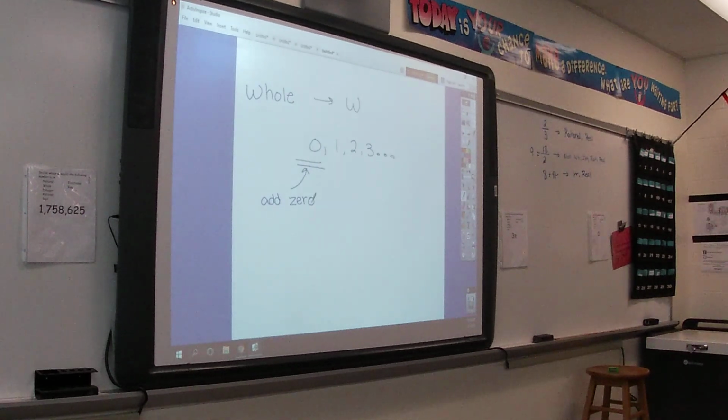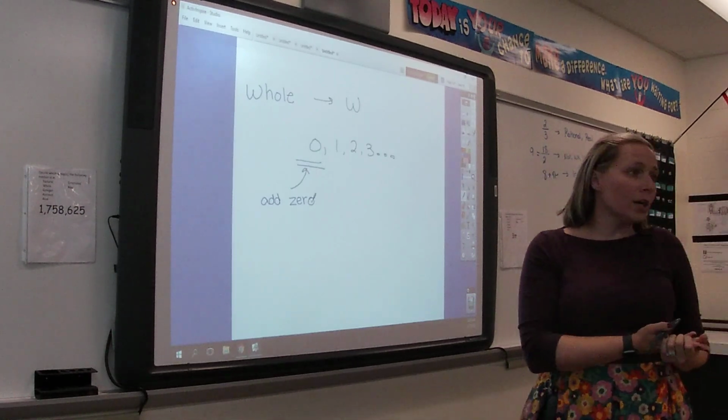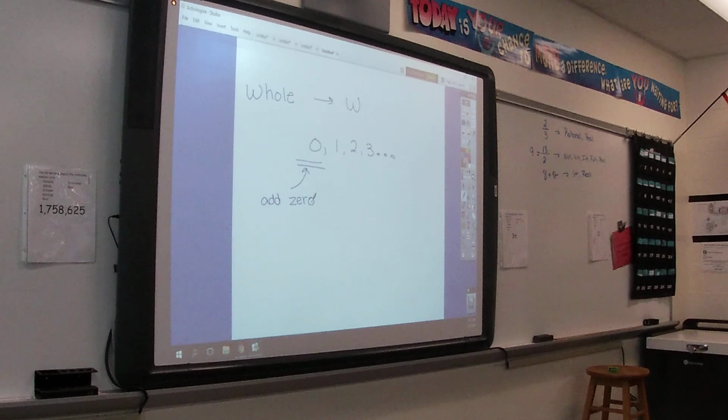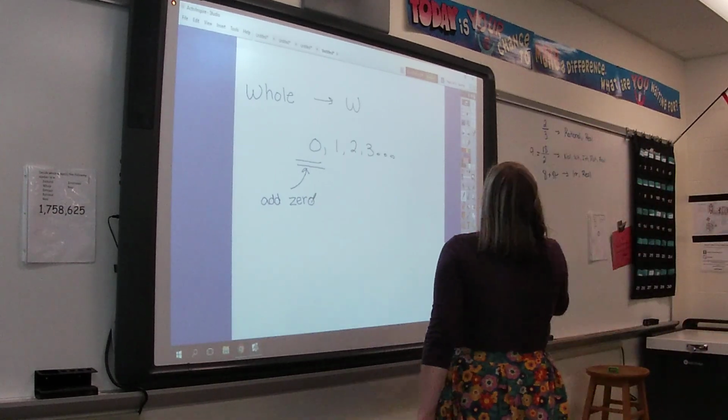If I were to say what number sets does 1 belong to, you would tell me that 1 is a natural number and a whole number. Those are both included. However, if we're talking about 0, 0 is only a whole number at this point. Okay, so far so good?